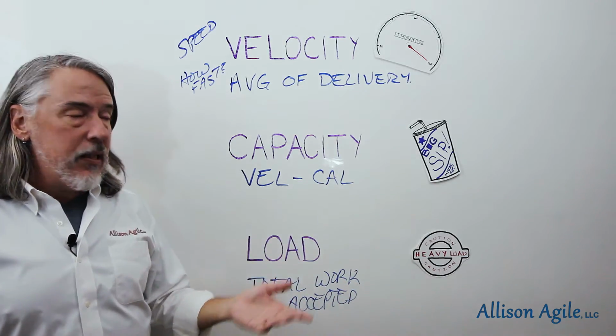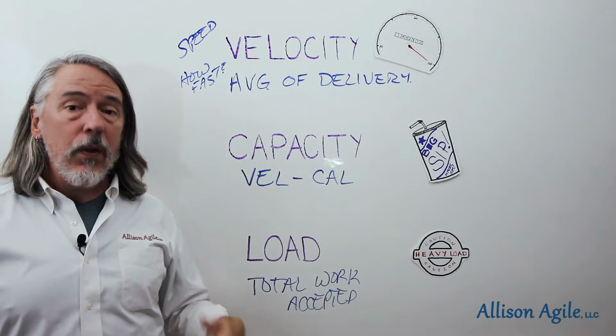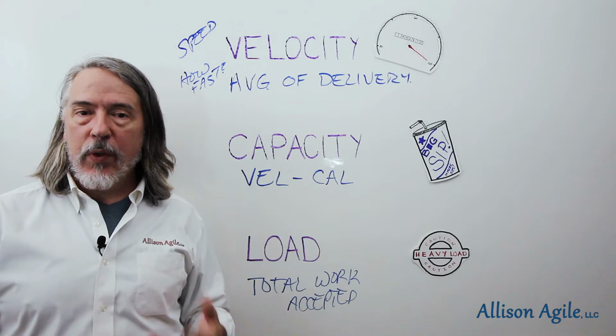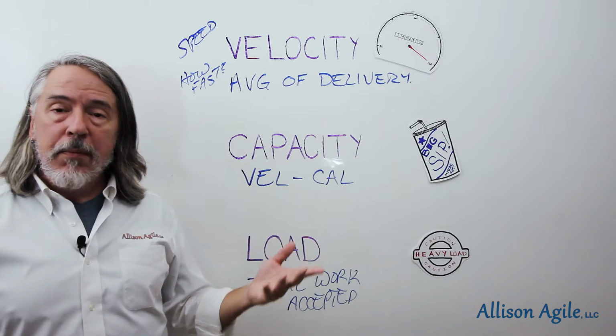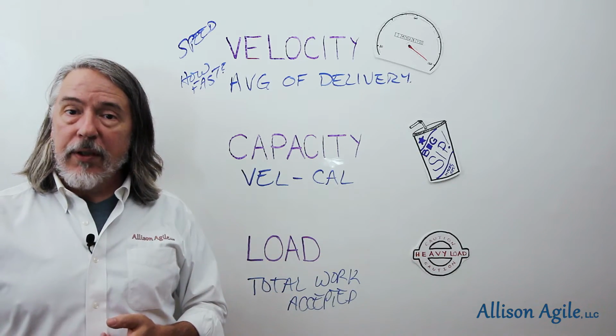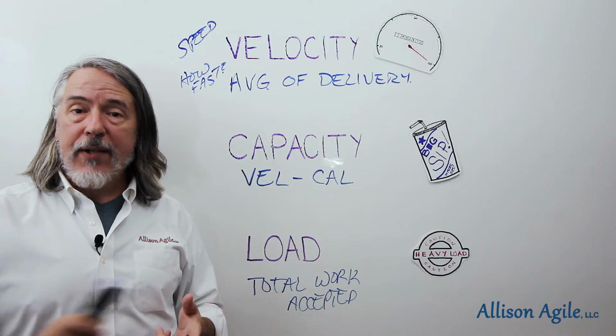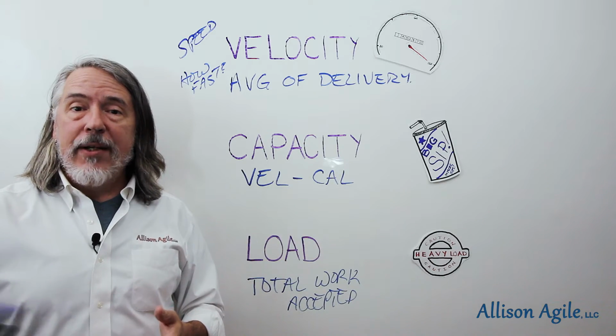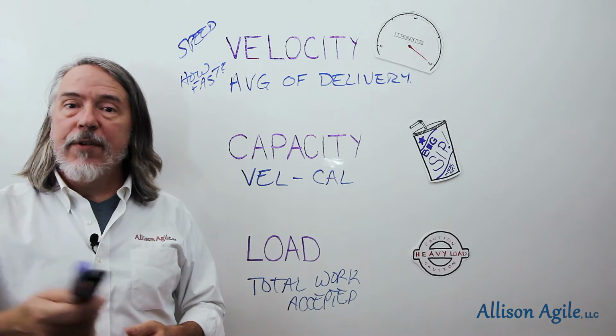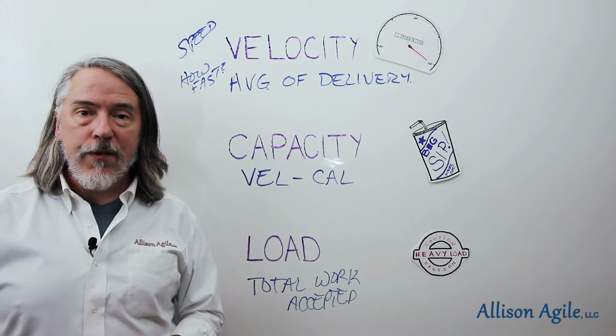And that's it for today. A really simple lesson: velocity, capacity, load. A lot of people have a hard time keeping those straight and understanding how they relate. Just keep them in mind. Velocity is average work delivered. Capacity is velocity minus your calendar, and load is capacity minus 10%, 20%, whatever is standard for your particular organization.